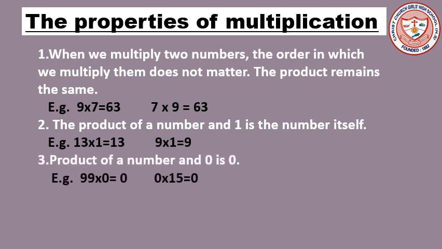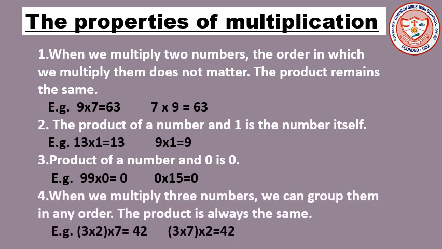Number 3. Product of a number and 0 is 0. So if we multiply any number by 0, the answer will always be 0. Right? For example, 99 into 0 gives us 0. 0 into 15 also gives us 0.